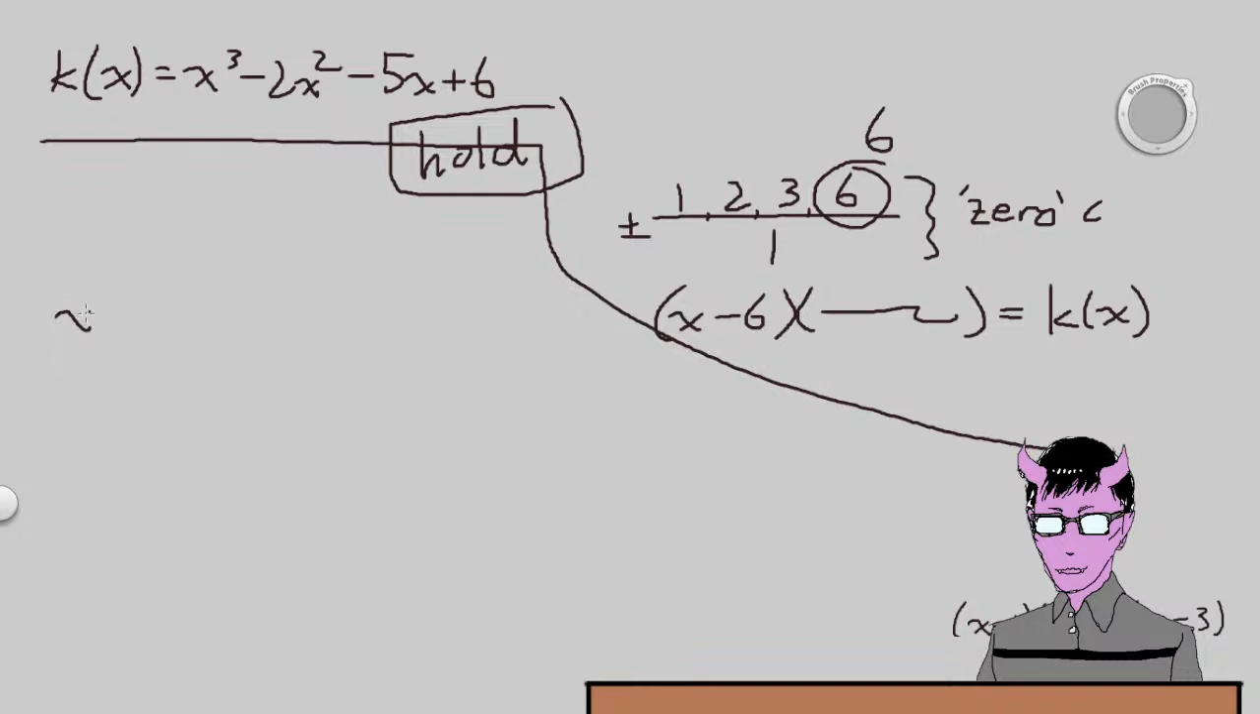So here's how we do this. We are hypothesizing that x minus 6 is going to be a factor. So if you hypothesize it's a factor, then if you divide the thing of interest, which is your function k of x, by this factor, and this truly is a factor, then you should get a remainder of 0. This should feel kind of familiar, right?